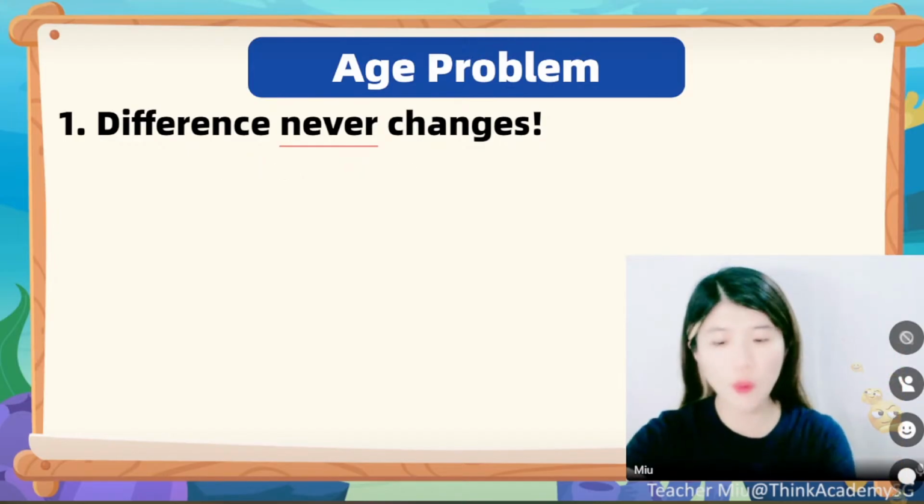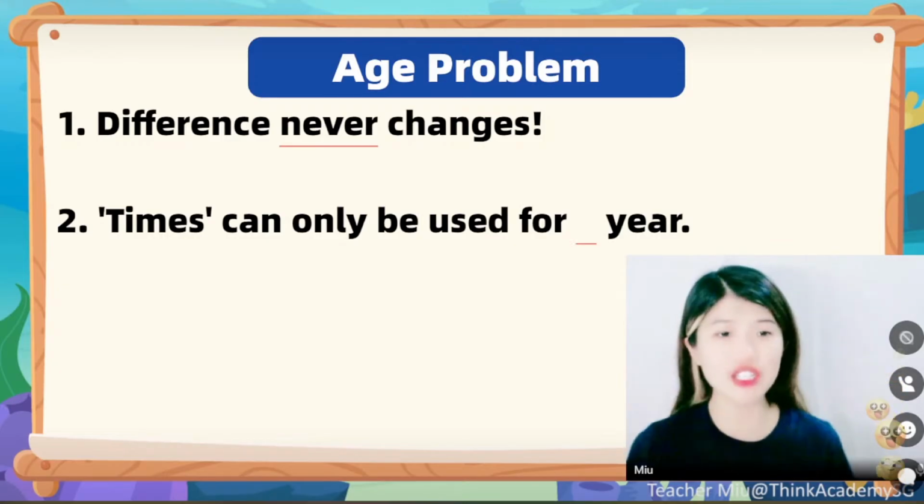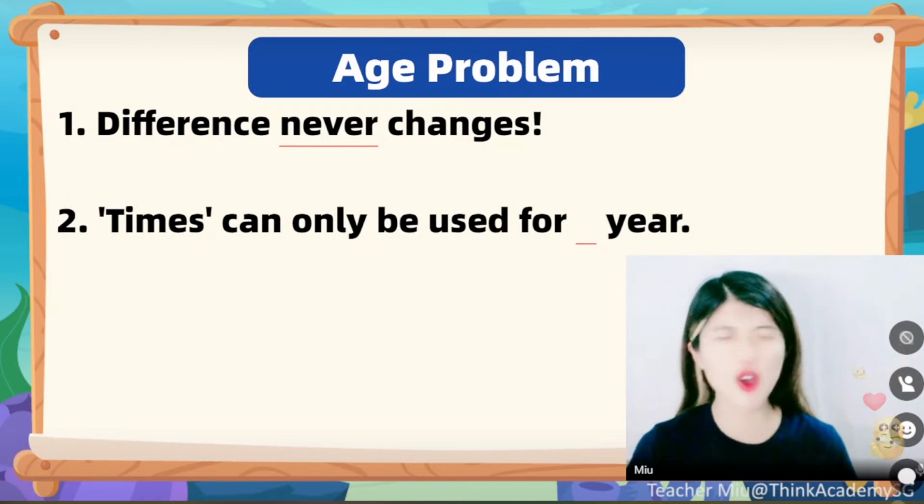And continue. What about the next one? What about the times, that means the multiple relationship? Can it be used for every year or only one specific year? Well done, dear. It can only be used for one very specific year. If it is 2 times this year, then it won't be 2 times any other year.